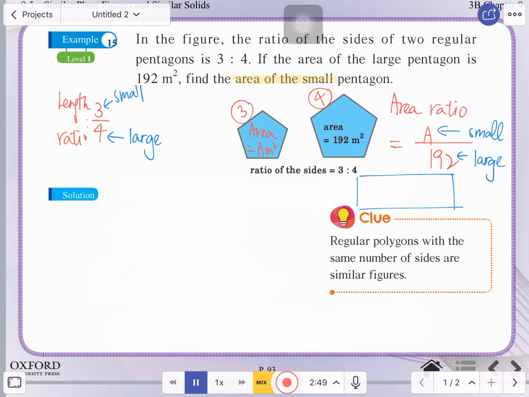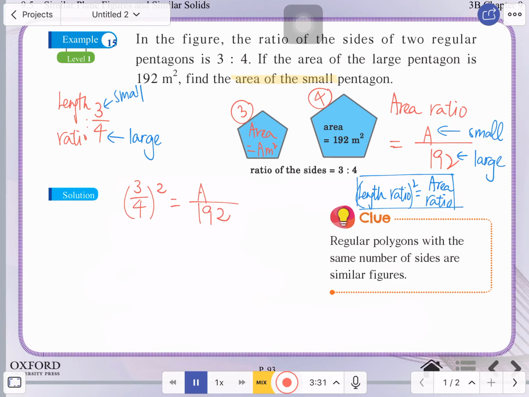We know that the length ratio squared will be the area ratio. So when I put the length ratio 3/4, I need to square it. Pay attention that the square should be put on the length ratio, and the area ratio is a/192. Now we have set our equation, and the next step is how to solve it.